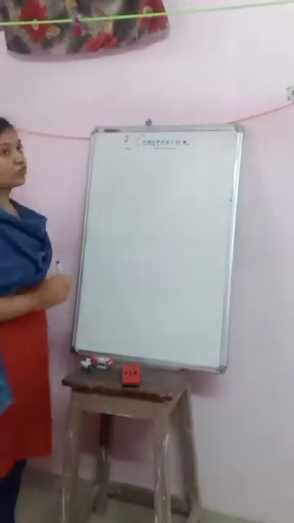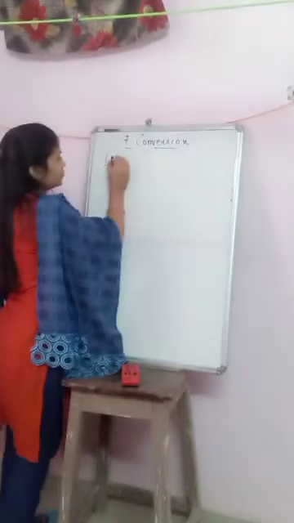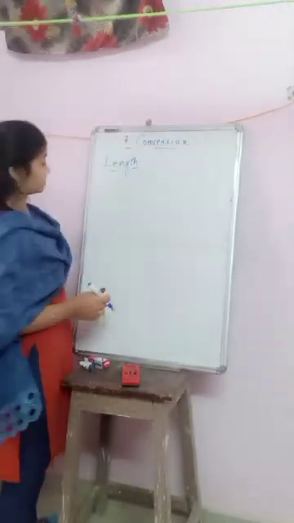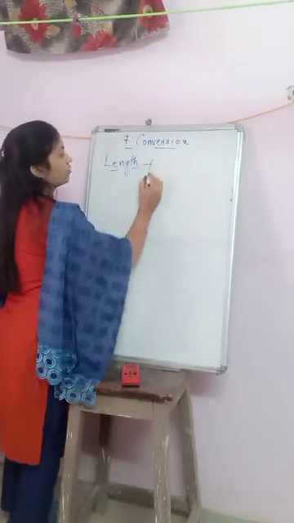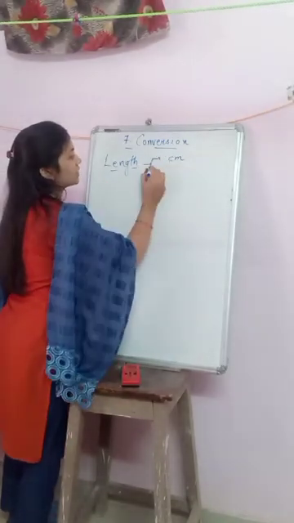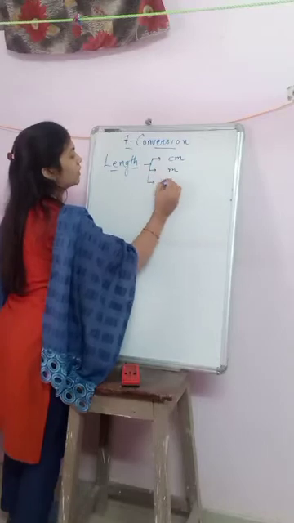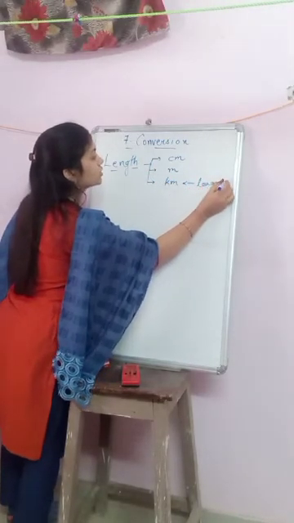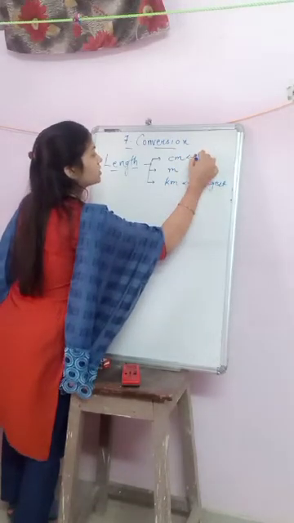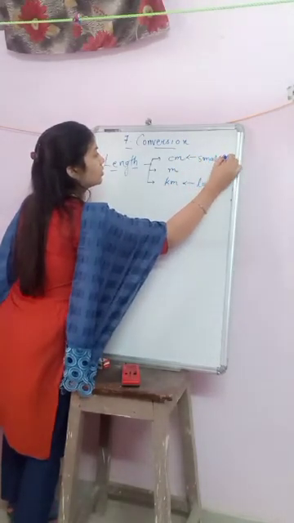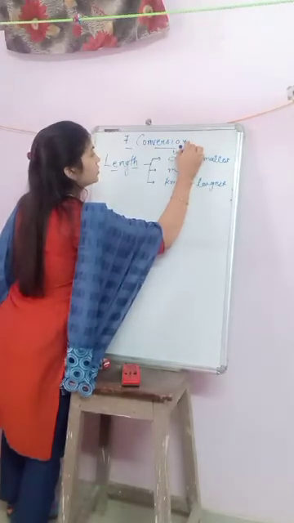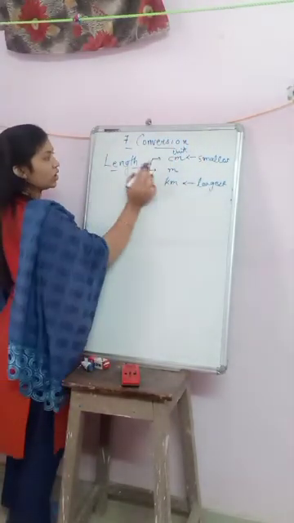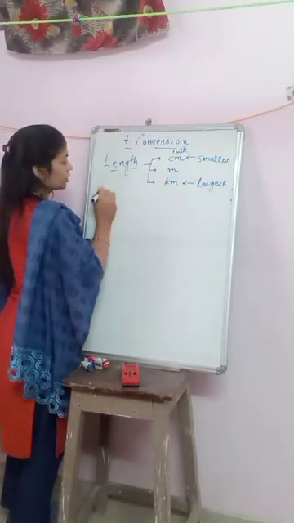In that, first we are learning the conversion of length. First conversion is the length. Length has 3 units: centimeter, meter and kilometer. Kilometer is the largest unit and centimeter is the smallest unit. Then we are learning the conversion of the smaller unit to the larger.